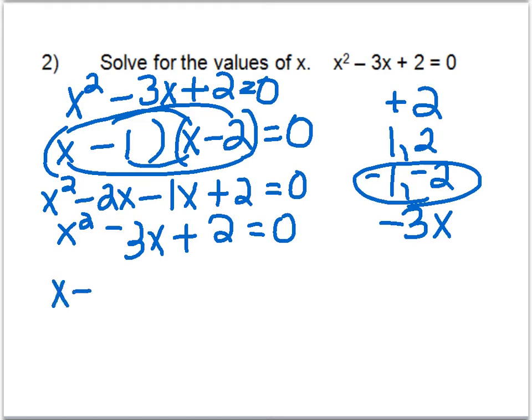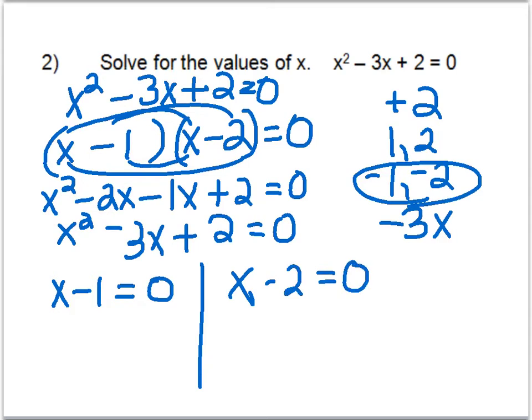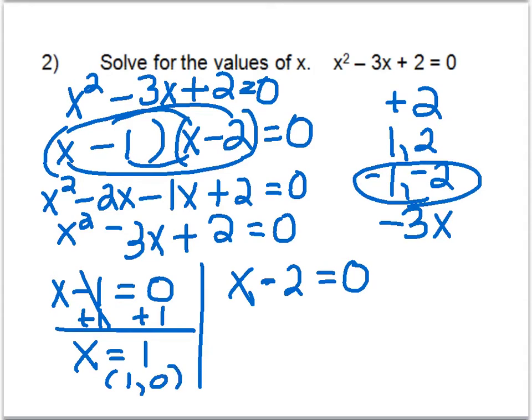And so now I must be able to solve for the values of x. So I have on one side the parentheses x minus 1 equals 0. And on the opposite side, I'm going to have x minus 2 also equal to 0, because I'm trying to find a value for x that works when this equation is equal to 0. So how do I solve this one-step equation? I add 1 to both sides. So at x equals 1, the graph of this quadratic is going to cross at the ordered pair 1, 0.